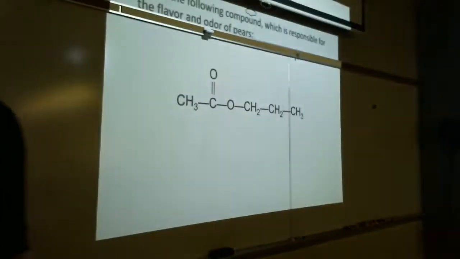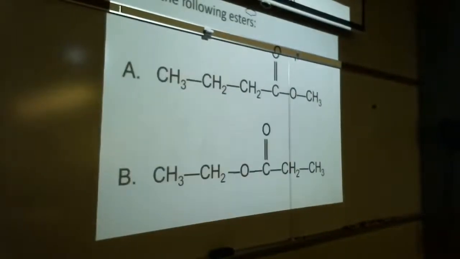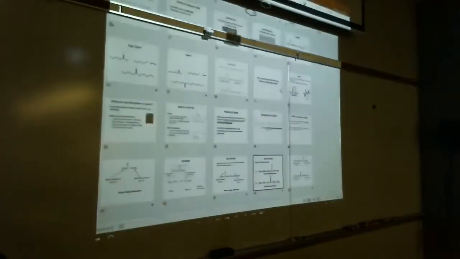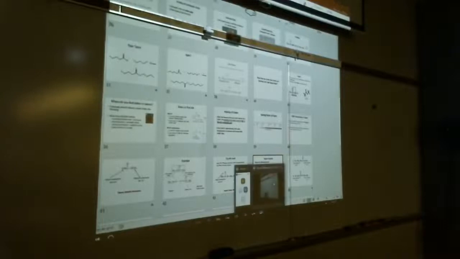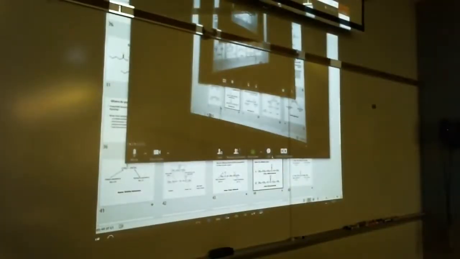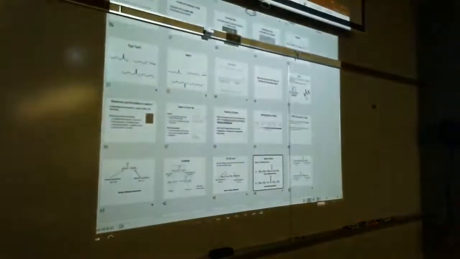I think I've got a couple more for you to try. So name these. And just for practice, let's identify the alcohols they came from as well. I'll pause the recording. All right, let's go over these.